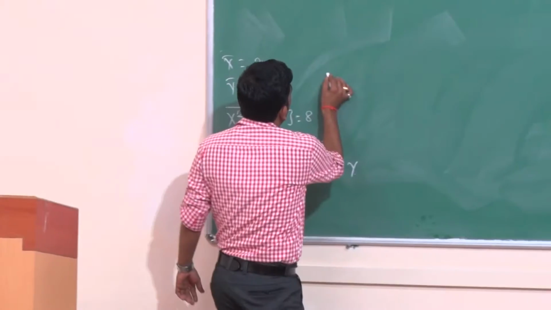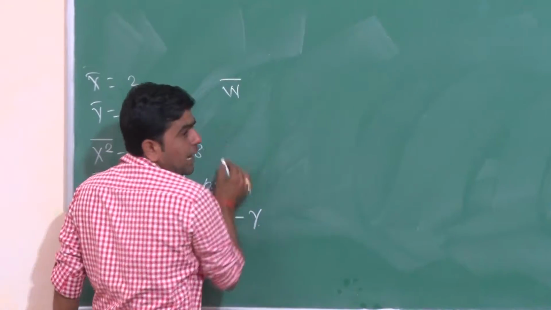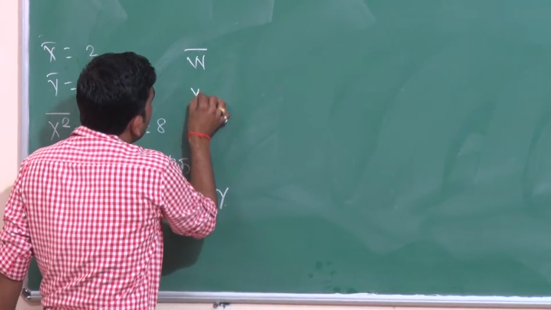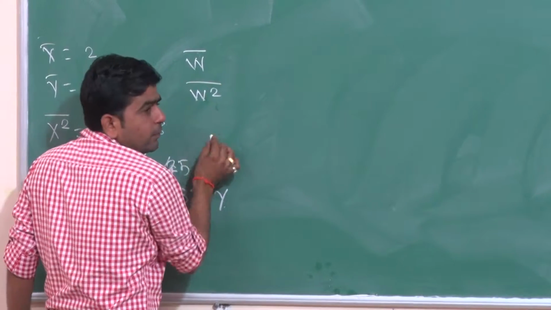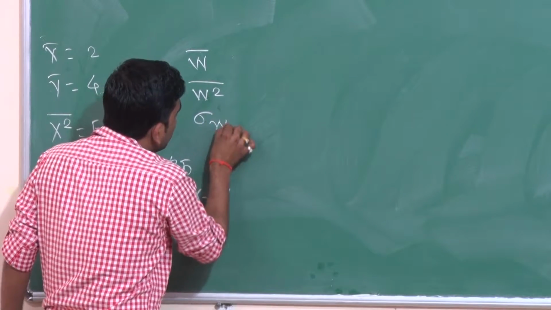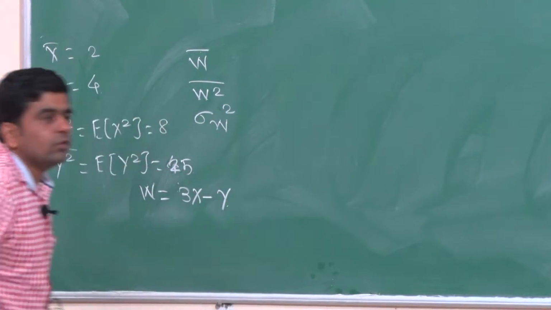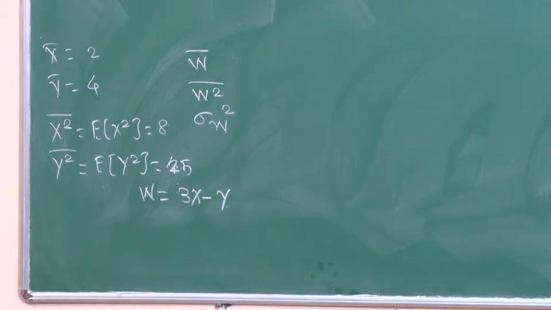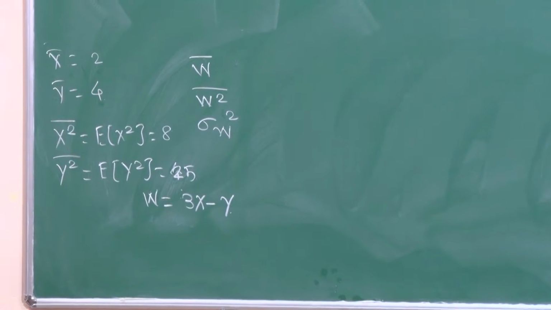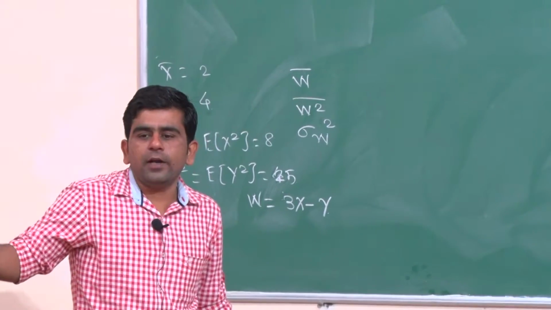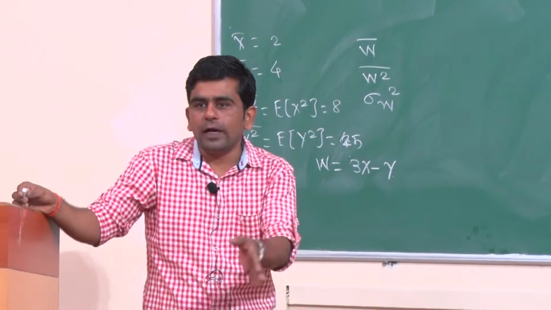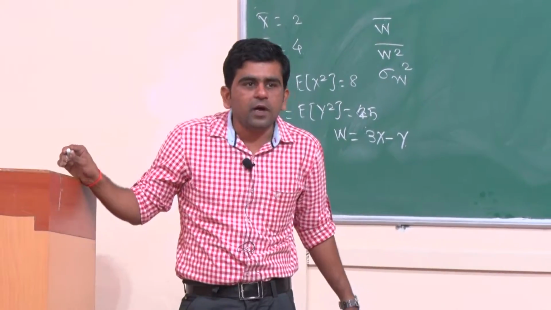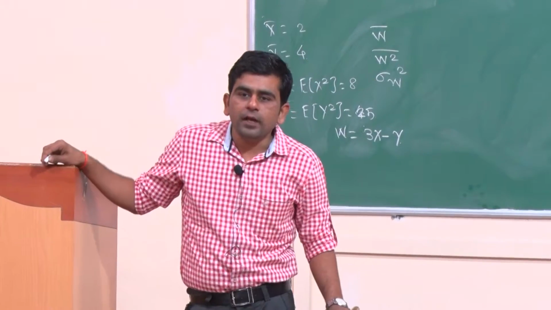First of all, we have to find out this w bar, then we have to find out this w square bar, and we have to find out this sigma w square. Just try to find out these three values of new random variable w, which depends upon two random variables x and y. X and y are statistically independent.